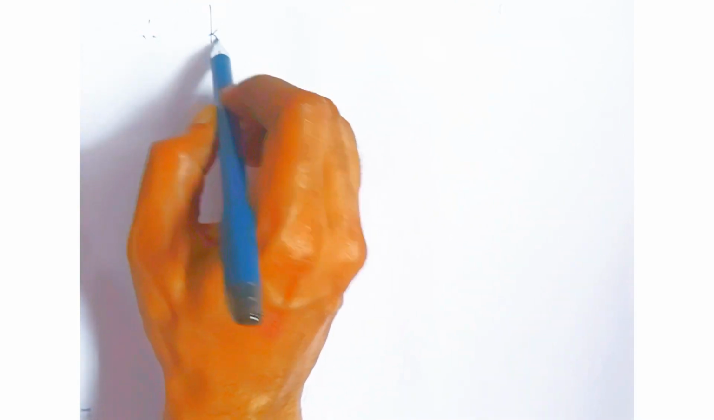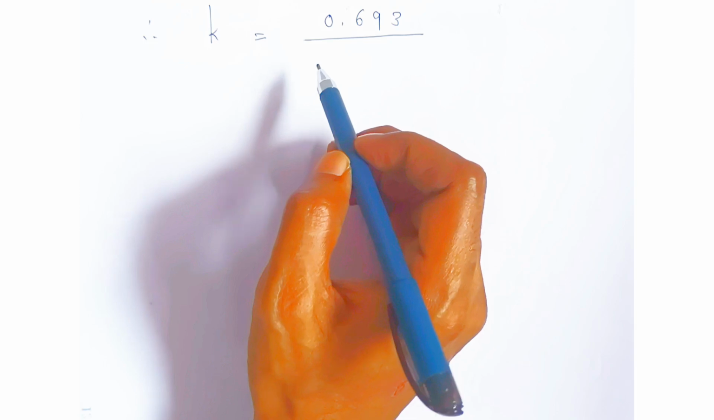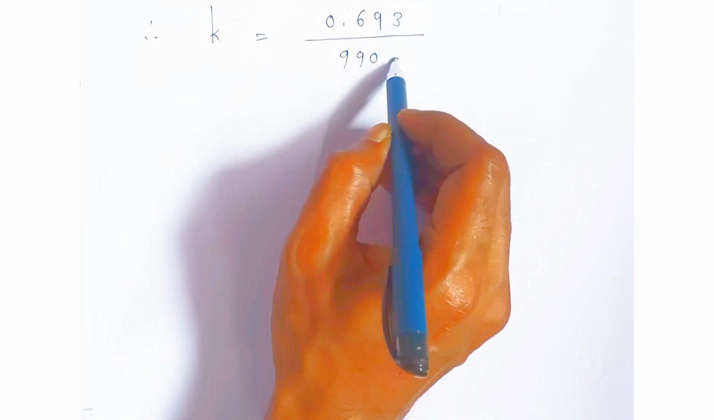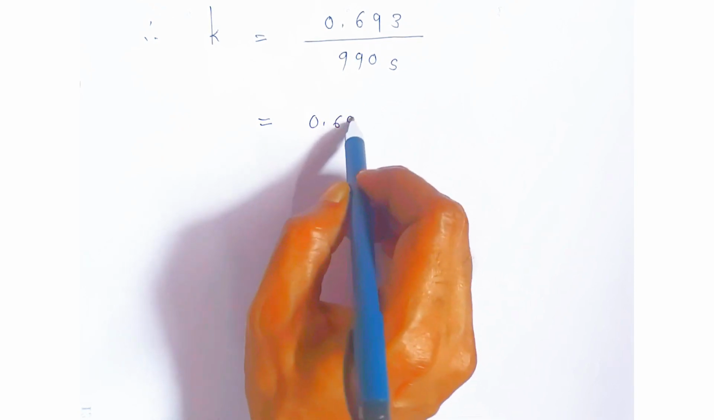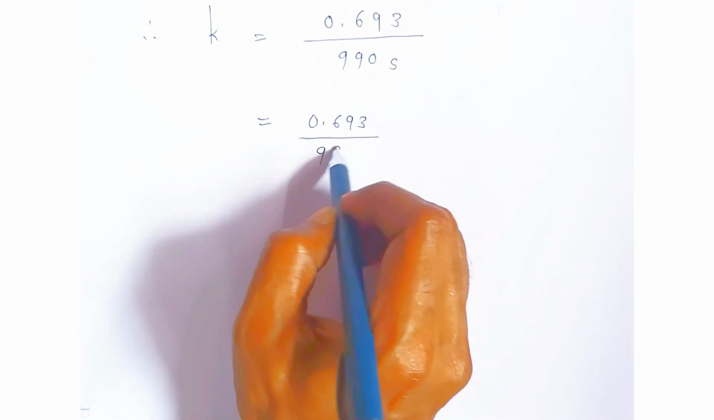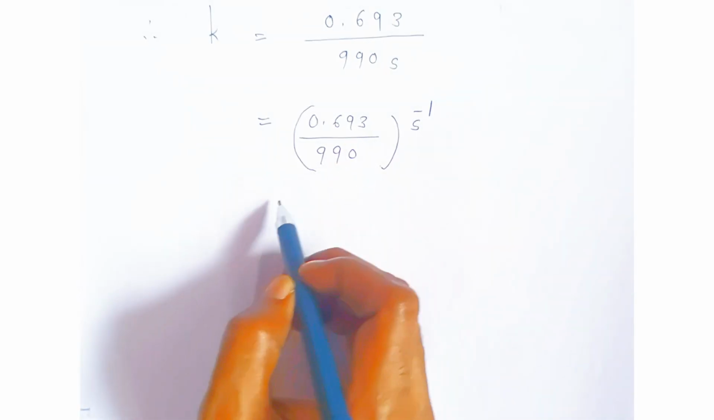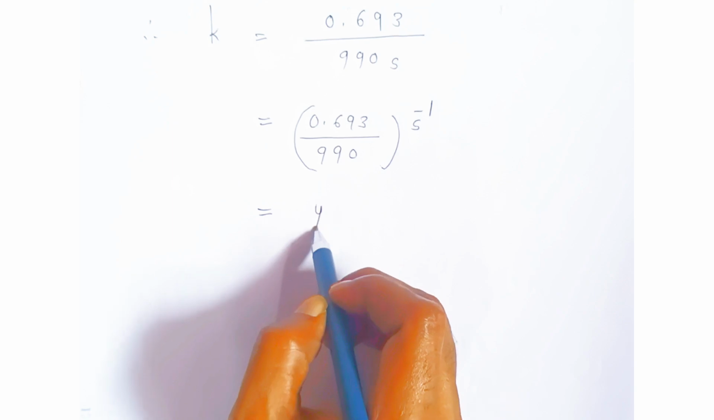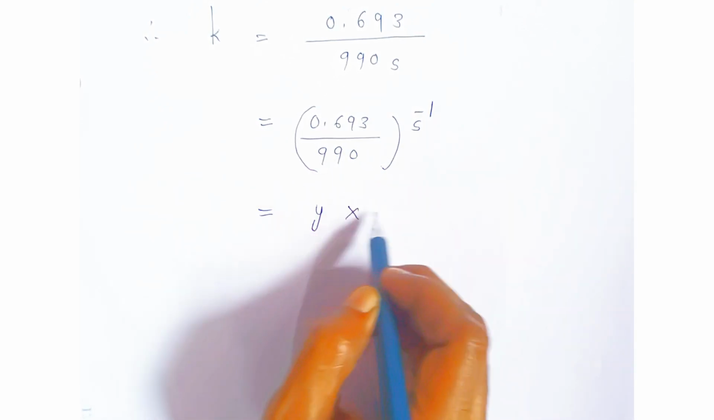Therefore K is equal to 0.693 divided by T half, that is 919 seconds. Now this number, 0.693, if you divide with 919 seconds, the second I write in the numerator, so it will become second inverse. With the help of the log table we are now going to find this division. Suppose in the board examination you write this value as Y into second inverse.